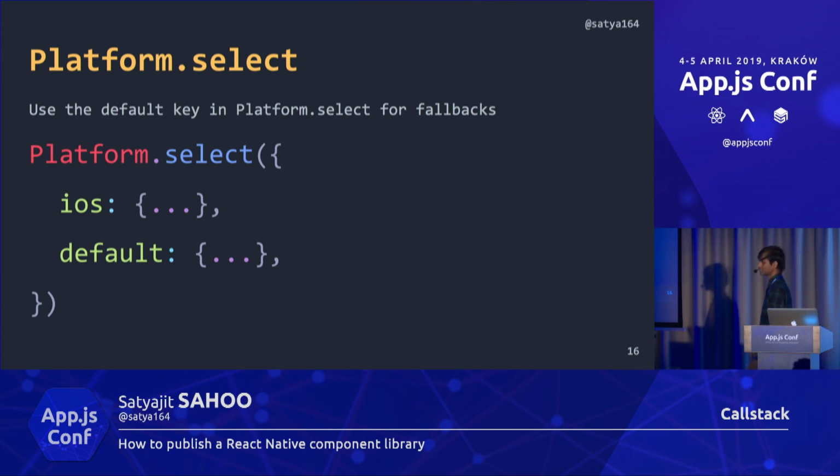OK, another way is to use the Platform.select API. You can provide keys like iOS, Android, and you can also provide a default key for fallbacks.